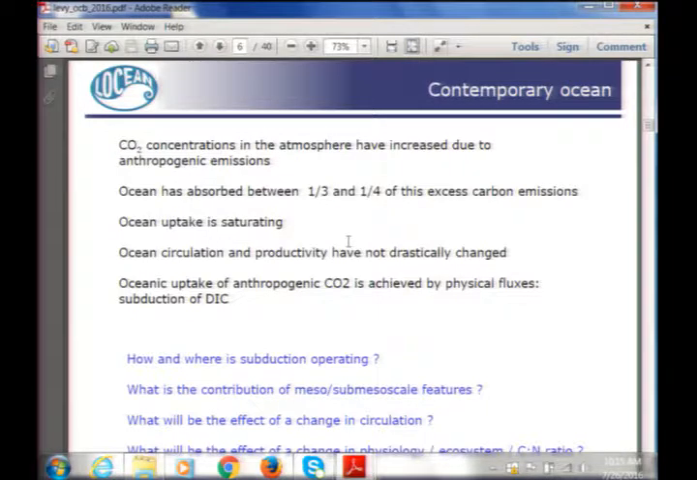So how and where is this subduction occurring? What is the contribution of mesoscale and submesoscale features to these subductions? What will be the effect of a change of circulation in this subduction? And what will be an effect in the change of the physiology of the ecosystem in this subduction? So these are still open questions. I'm not going to answer all of these questions today, but that really gives the frame of what we're looking at.